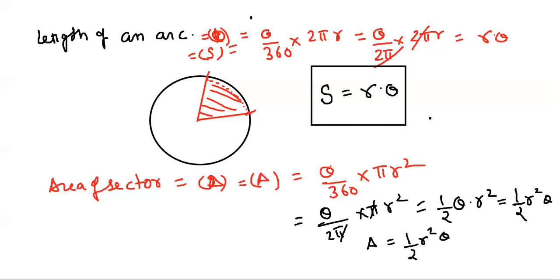Now I can make a box for this so that it will represent a proper answer. Wait a second. Now area of sector is equal to half r square theta. So we have length of arc, which is S is equal to r theta, and we have area of sector, which is A is equal to half r square theta. Please take a screenshot, and even if you don't, I will have it, I will send it to you later. Okay?